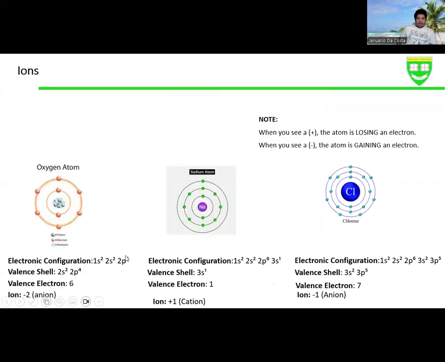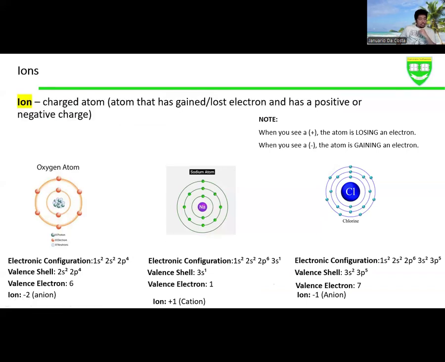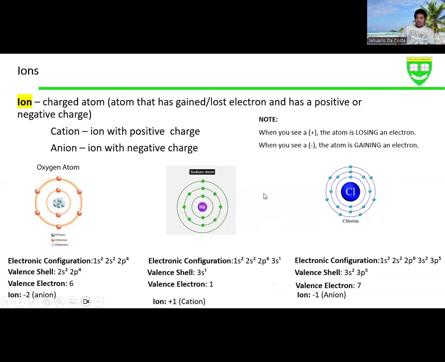Okay, what are ions? Basically, an ion is a charged atom, an atom that has lost or gained electrons, and so has a positive or negative charge. An ion with a positive charge is called a cation. An atom with a negative charge is called an anion. When you see a positive charge, the atom is losing an electron. When you see a negative charge, the atom is gaining an electron.